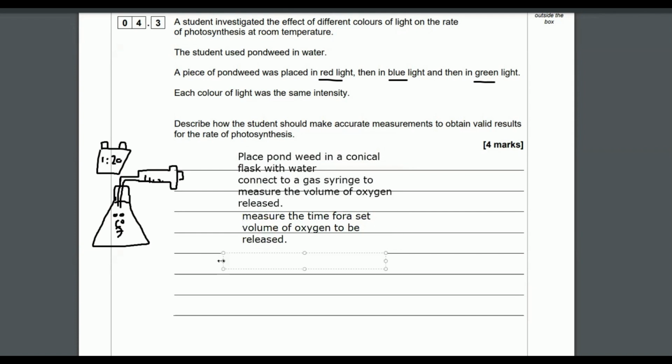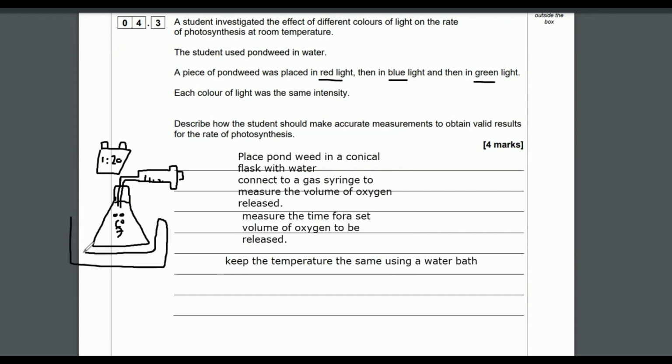We need to keep certain things the same. What are the three limiting factors? We've got temperature. So keep the temperature the same using a water bath. You need to know that. That always comes up, because if you increase the temperature, you're giving the plant more kinetic energy and it's going to react faster. Then you don't know if it's the green light or the red light or the blue light. So we're going to use a water bath to keep the temperature the same. You don't need a diagram, by the way. That's just me trying to help explain it.